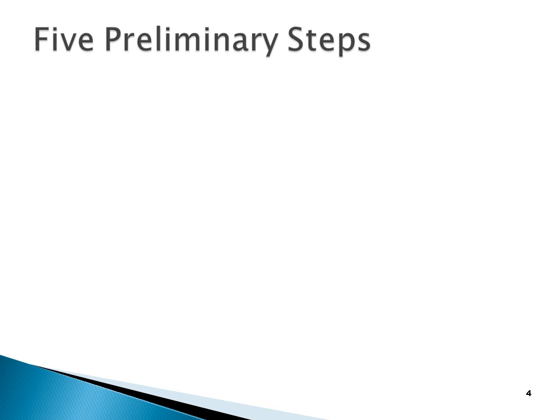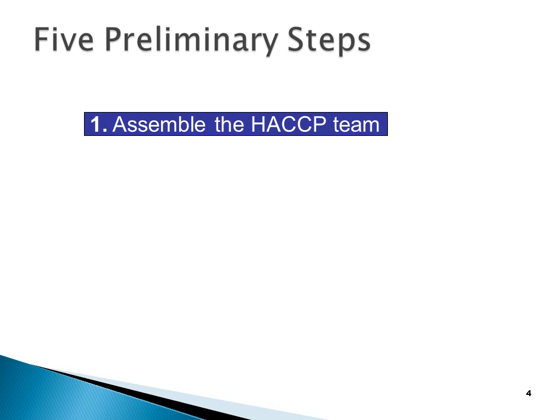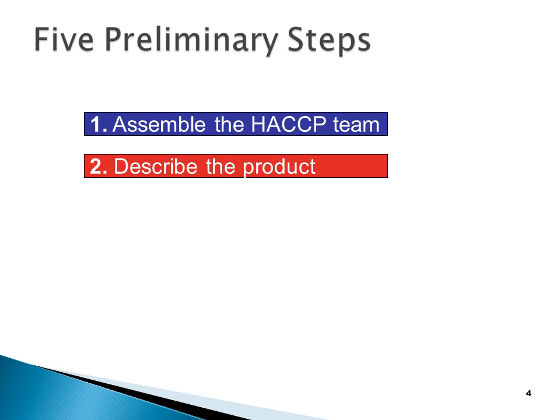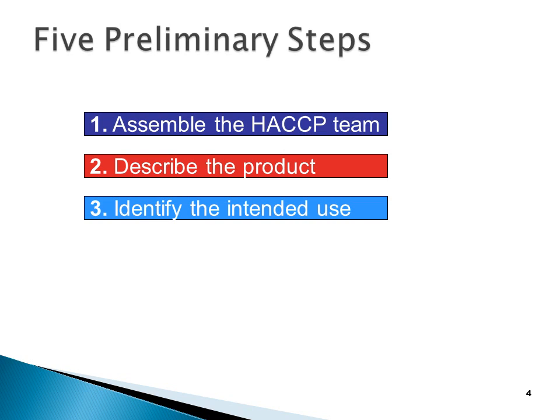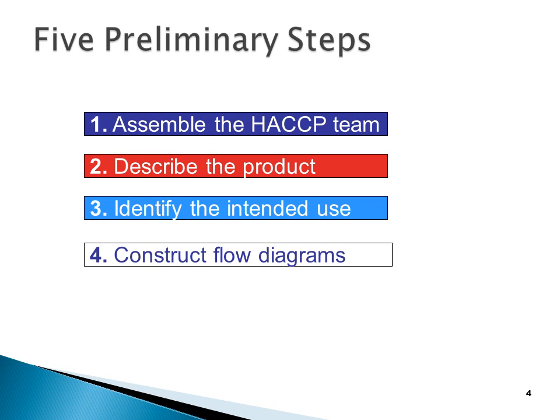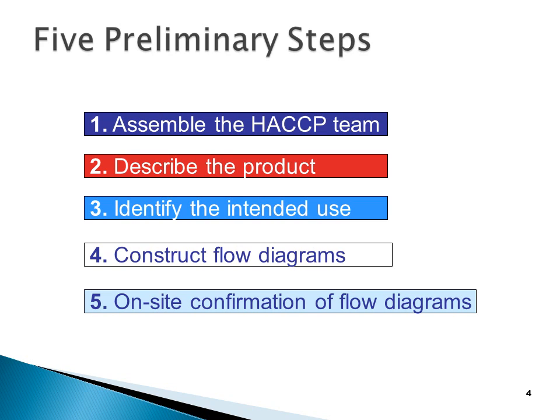Remember ADICO, A-D-I-C-O. The A was what? Assemble the team. The D was what? Describe the product. The I was what? Identify the intended use. The C was what? Construct a flow diagram. And the O was on-site confirmation of the flow diagram. So again, the test may say, what was the first thing you did after you put the team together? You would say, oh, ADICO. D, describe the product. Okay, that's how it's going to help you.